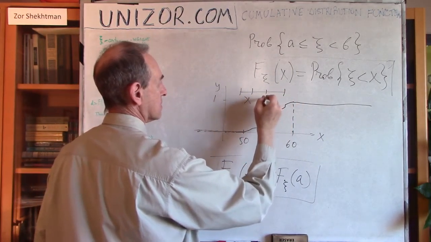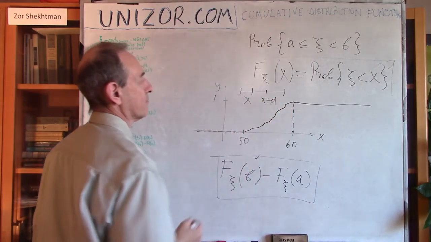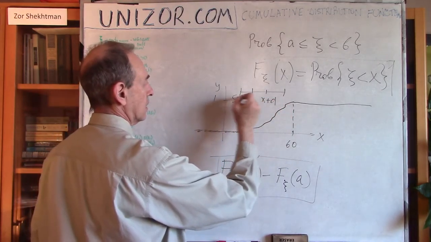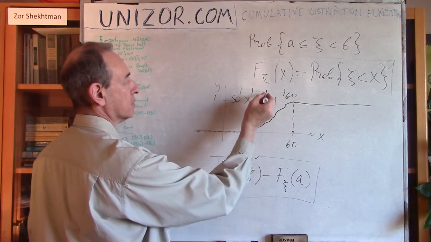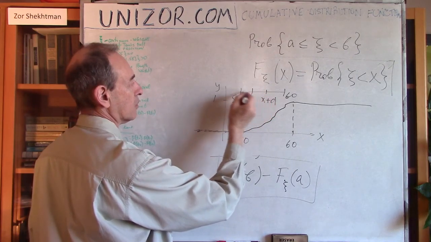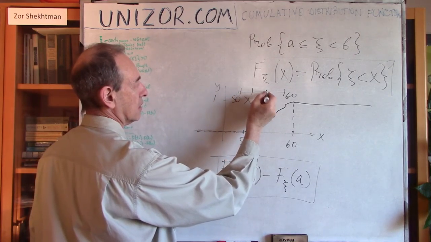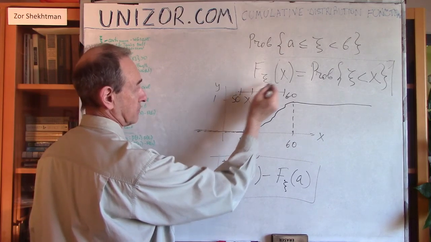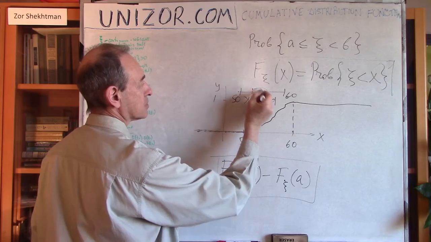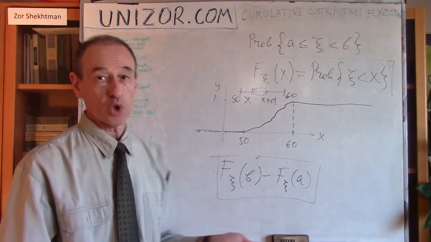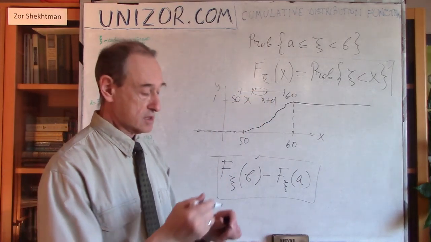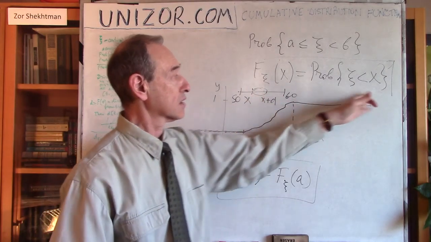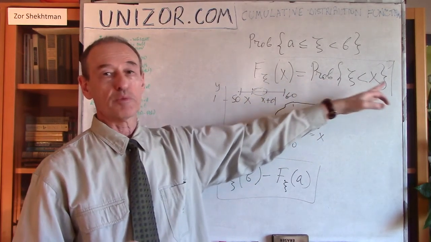This is x, this is x plus d. So this is 50, this is 60. So the probability to be within this interval is equal to the probability to be within this interval, which is f at x, plus the probability to be in this interval, which is always greater or equal to zero. So that's why we're always adding something. Increasing x, we're always adding to the probability.